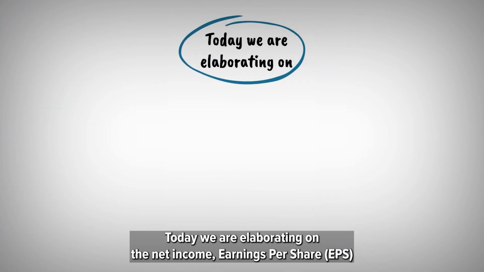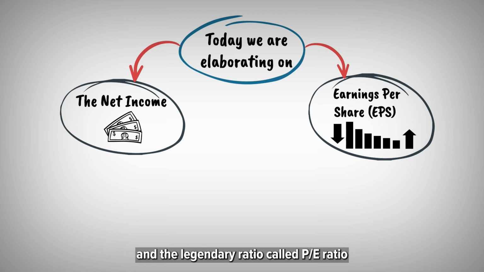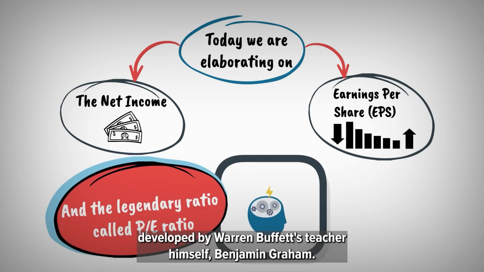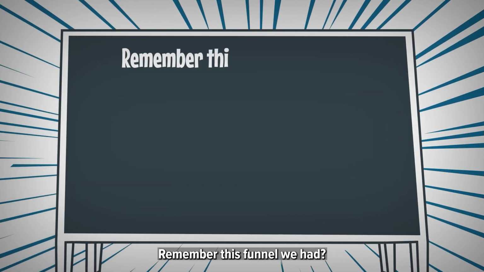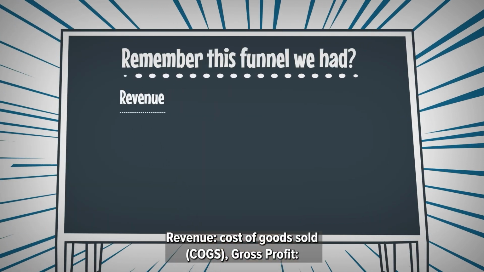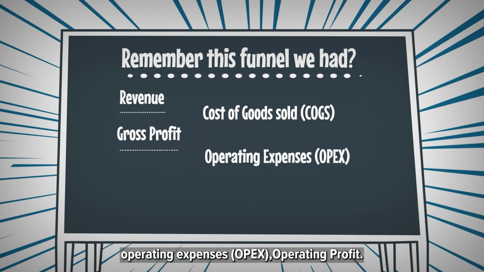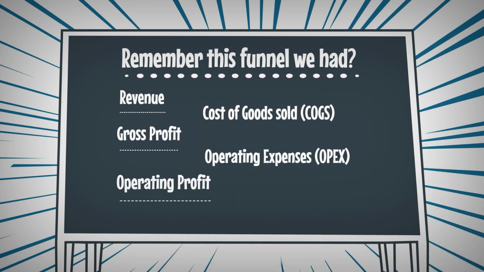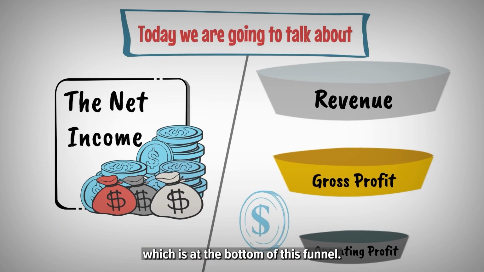Today, we are elaborating on the net income, earnings per share, EPS, and the legendary ratio called PE ratio, developed by Warren Buffett's teacher himself, Benjamin Graham. Remember this funnel we had? Revenue, cost of goods sold, COGS, gross profit, operating expenses, OPEX, operating profit. Today, we're going to talk about the net income, which is at the bottom of this funnel.